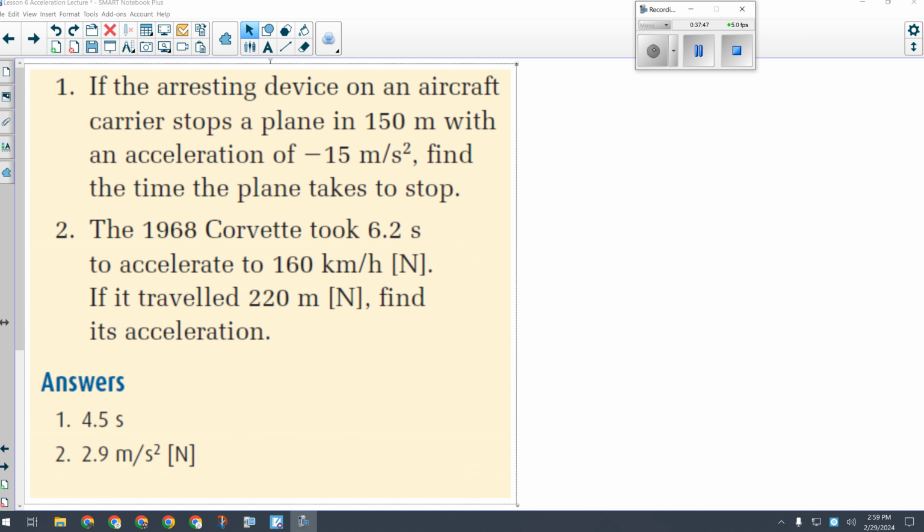Okay, so they're stopping the plane in 150 meters. It's actually a lot shorter than that. They don't let them go that far even. Okay, and the acceleration is in real life quite a bit more than that too. But that's the numbers we're given, so that's what we'll deal with.